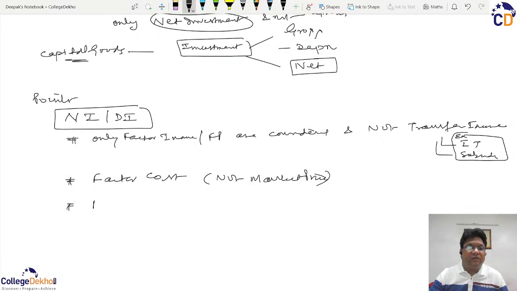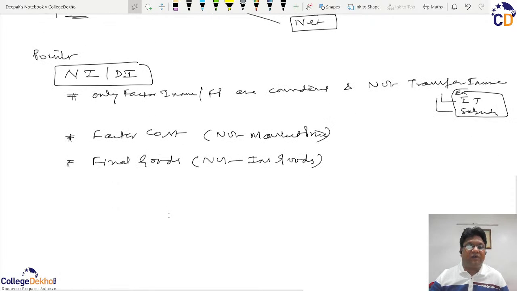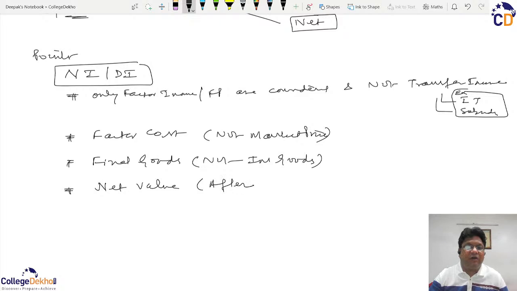Thirdly, it will be the value of only final goods and not the intermediate goods, because their value has already been included in the value of the final goods. And last but not the least, the value to be taken for the calculation of national income and domestic income will always be net, that is, after depreciation.